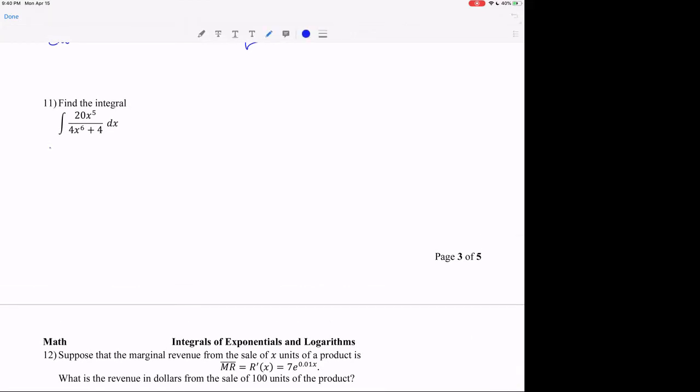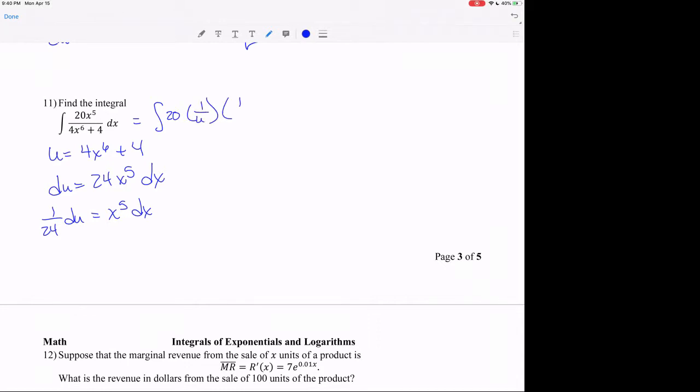Okay, so u equals 4x to the 6 plus 4. So du equals 24x to the 6th. Sorry, x to the 5th dx. So that's 1 over 24 du equals x to the 5th dx. So this equals the integral of 20 times 1 over u times 1 over 24 du.